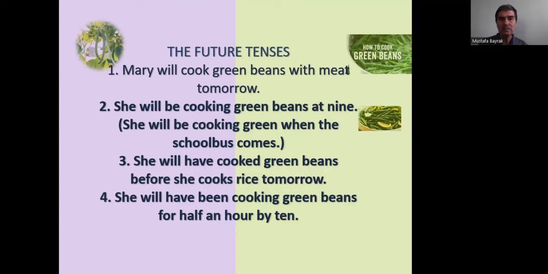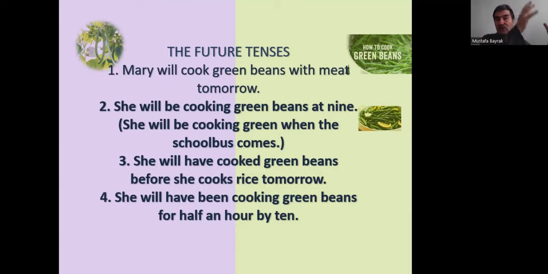Yes. Number two, we haven't studied these three future tenses, okay? But we will soon study them. Number two, she will be cooking green beans at 9. Yes, continuous. Do you see the continuous form here? She will be cooking green beans at 9 o'clock tonight or tomorrow.